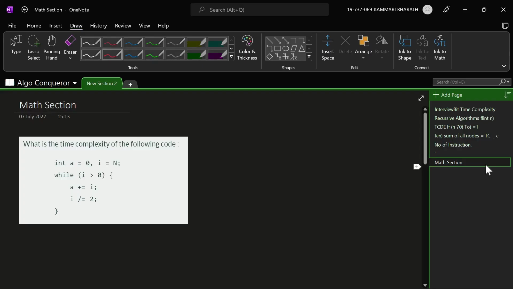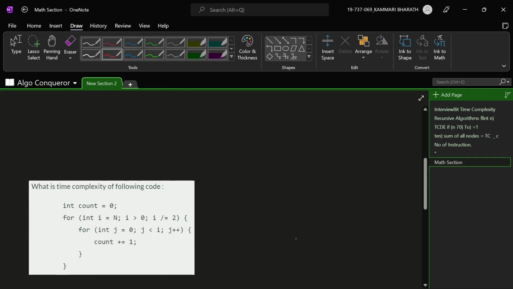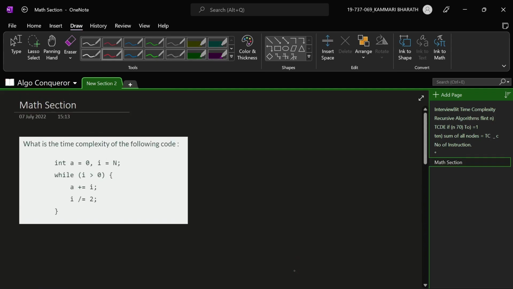Today let's solve the math section in Interviewbit time complexity. This is the first problem. To not waste time, I have already compiled them by taking their screenshots. So let's start the video.